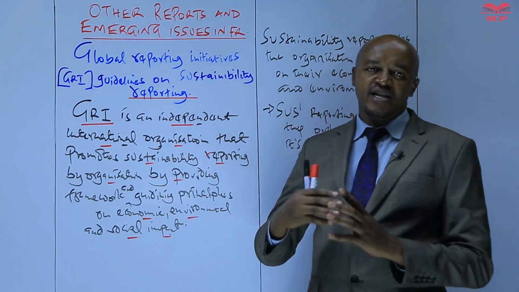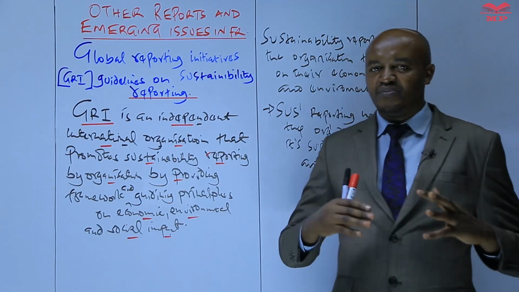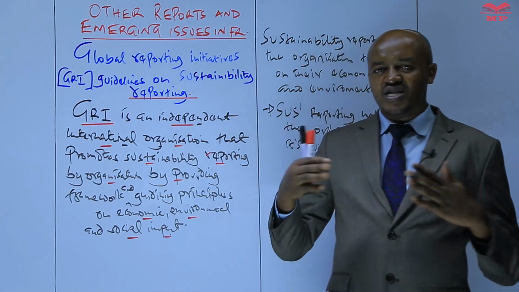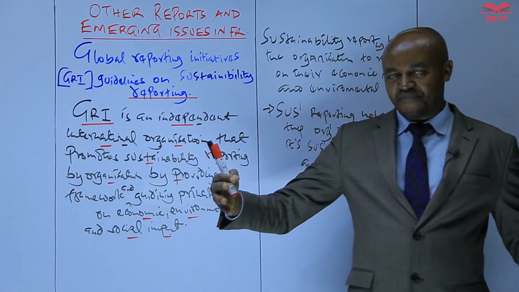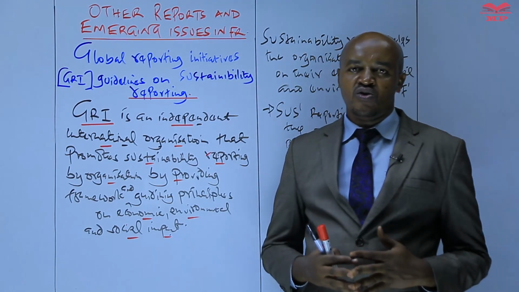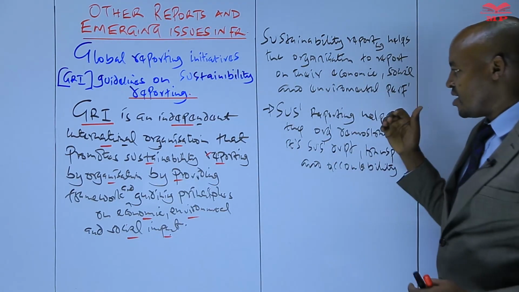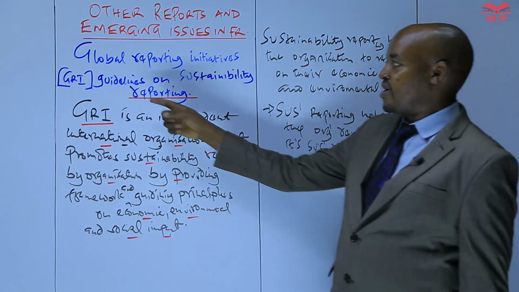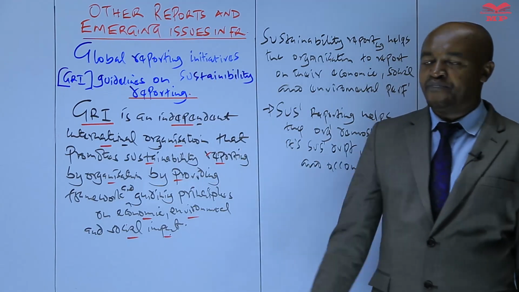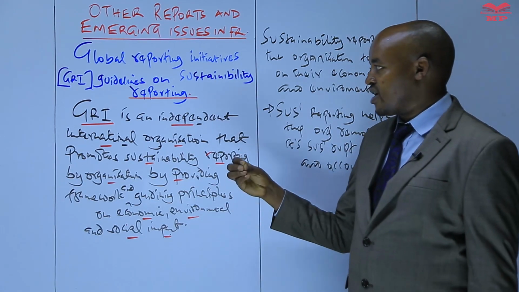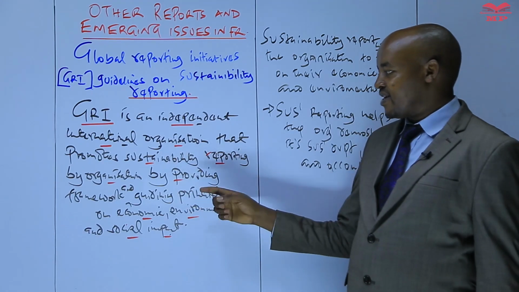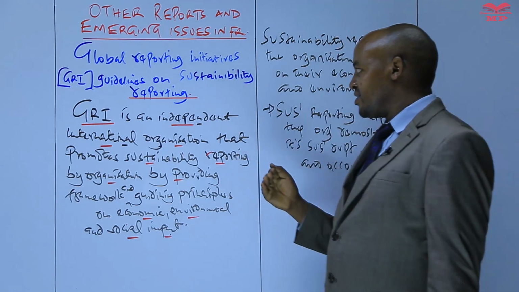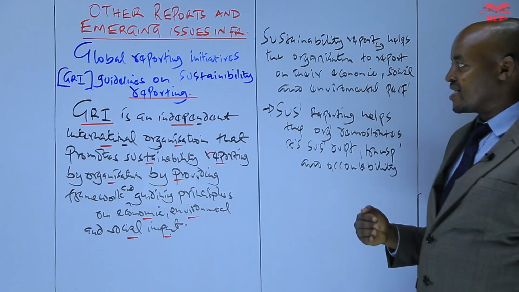So it is important to note that sustainability reporting is a form of reporting which is a little bit diverse. It does not concentrate on the organization just preparing financial statements to inform stakeholders of its performance and position. Here the organization will report on financial performance, and also social and environmental performance. Now the Global Reporting Initiative promotes or advocates for sustainability reporting by providing a framework and guidelines on how organizations should undertake sustainability reporting.